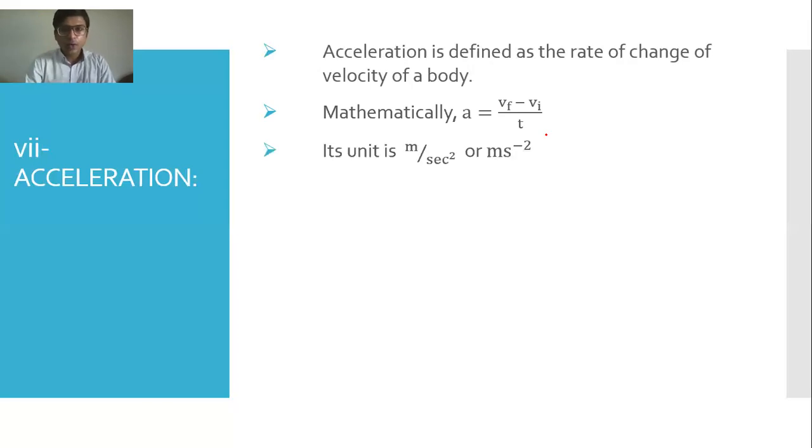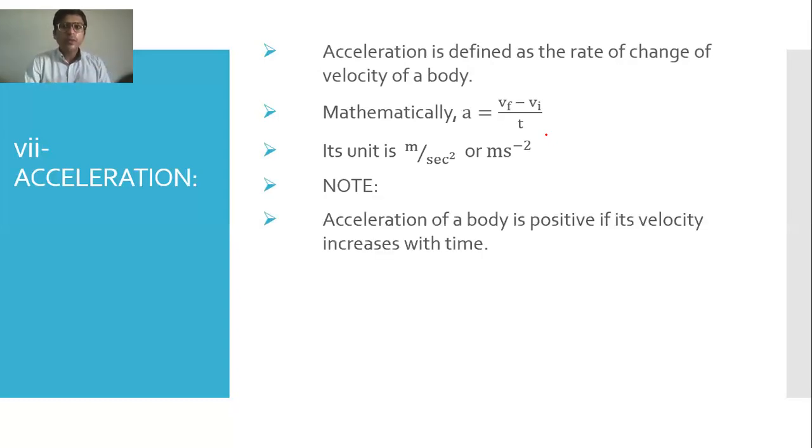Now its unit is meter per second square or m s minus 2, and there is something to take note of, that is acceleration of a body is positive if its velocity increases with time. This is a very important thing. Whenever the speed of a body is increasing, the acceleration is always positive. So a positive sign shows that the body is increasing its velocity.